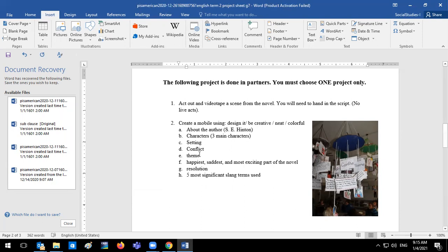You're also going to dedicate a little index card for the theme. And I also want you to tell me in an index card what was the happiest moment for you guys in the novel? What was the saddest moment in the novel? And what was the most exciting part of the novel for you?